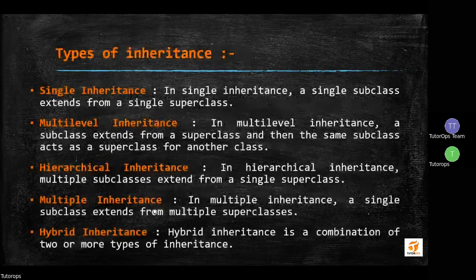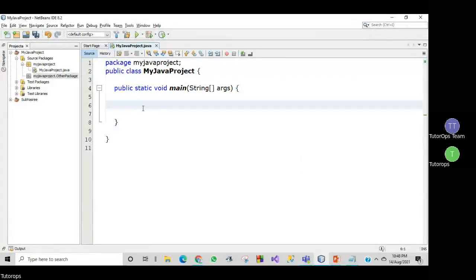Okay, let me give one example, then it will be very clear. This is a Java main project. This is the same project which I created in our previous class, in our first object-oriented class. I have created this class, and here I am creating one or two classes. So this is our main class package, my Java package.